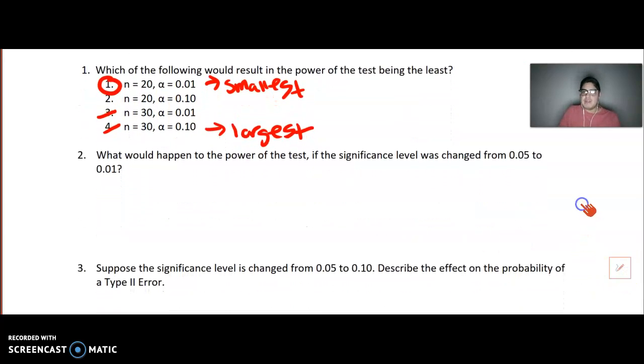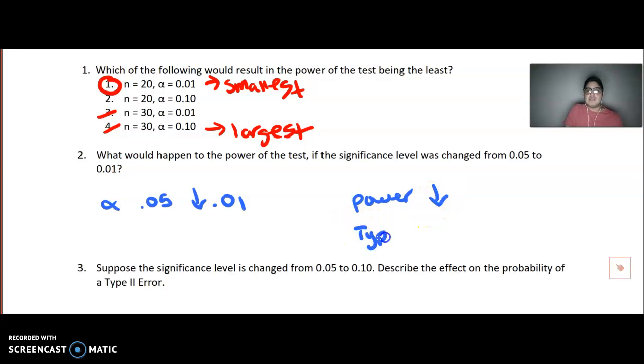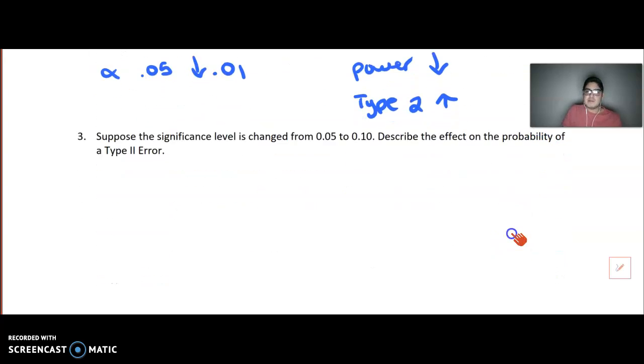Now, what would happen to the power of the test if the significance level was changed from 0.05 to 0.01? So alpha, our significance level, changes from 0.05 down to 0.01. So we're losing some of that shaded rejection region, which means now power will decrease. And since power is decreasing, type 2 error will increase, again, because those are inversely proportional. So type 1 and power, directly proportional. Power and type 2, inversely proportional.